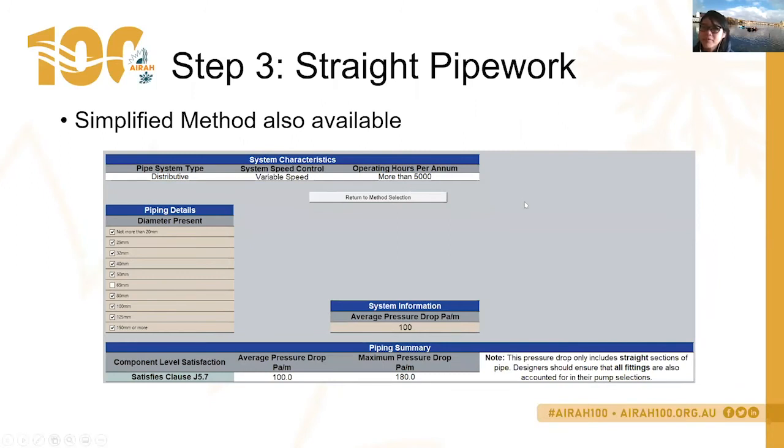There is also a simplified method available on the pump calculator where you don't have to enter all of your straight pipe work stretches. You can enter the average pressure drop that you have calculated yourself on a separate spreadsheet. You just need to tell the pump calculator what pipe diameters are available, and it uses a simplified method where it looks at all the tables and says, okay, the maximum pressure drop that's allowed is 180. You have told me that your average pressure drop is 100 pascals per meter, therefore you satisfy the code requirement.